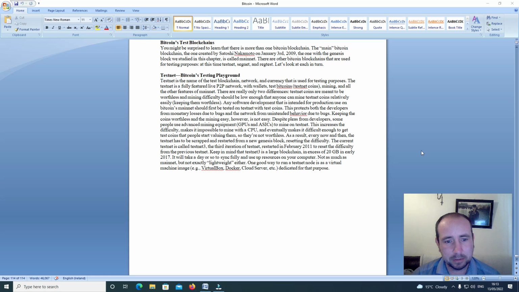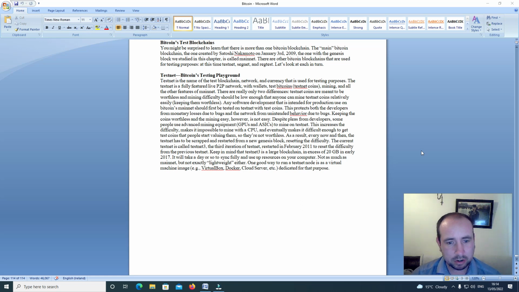Despite pleas from developers, some people use advanced mining equipment, GPUs and ASICs to mine on testnet. This increases the difficulty, makes it impossible to mine with a CPU, and eventually makes it difficult enough to get test coins that people start valuing them so they're not worthless. As a result, every now and then the testnet has to be scrapped and restarted from a new Genesis block, resetting the difficulty. The current testnet is called Testnet 3.